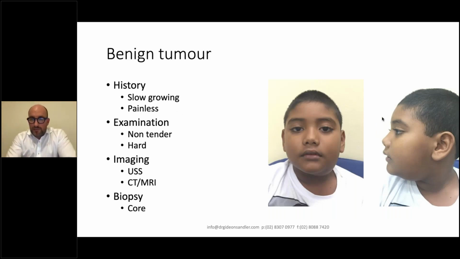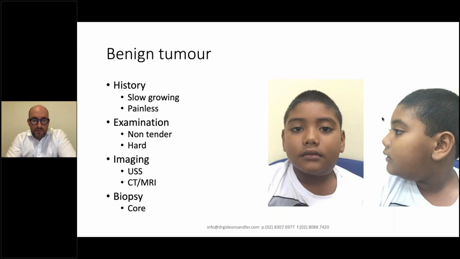Unfortunately, not all head and neck lumps in children are congenital or inflammatory, and in this case, the patient presented with a neck lump which was a benign tumour. He presented with a slowly growing painless mass. On examination, it was non-tender, but it was very, very hard.